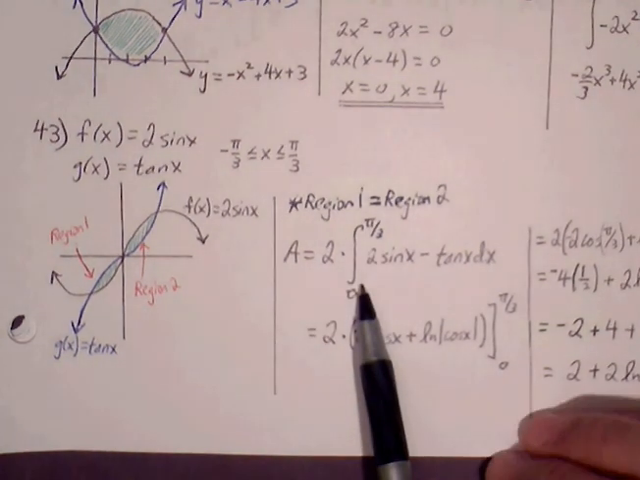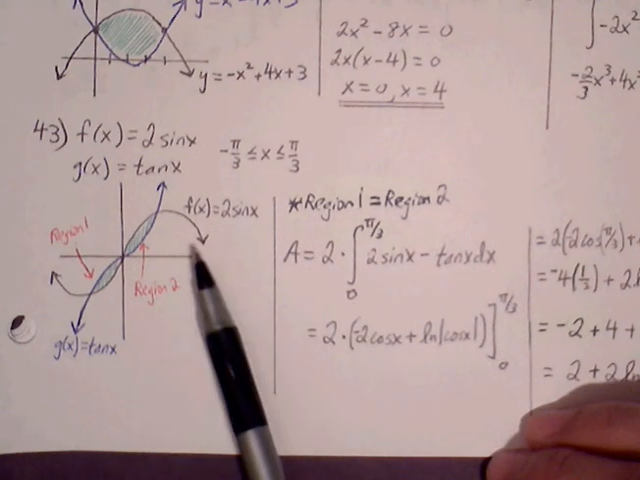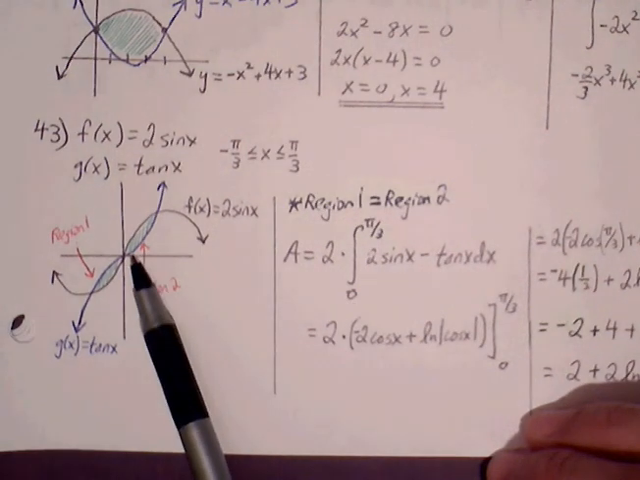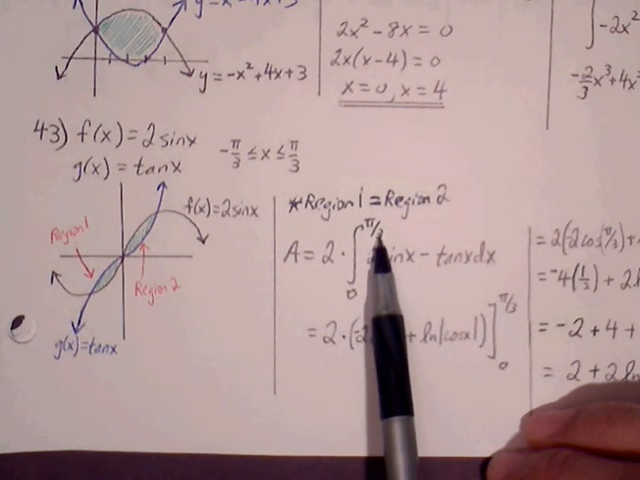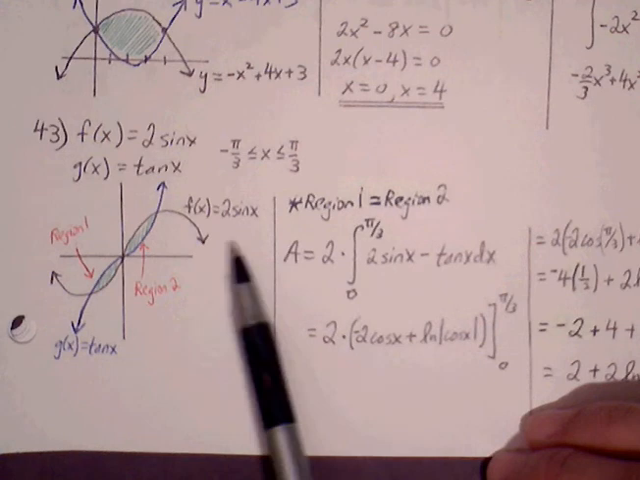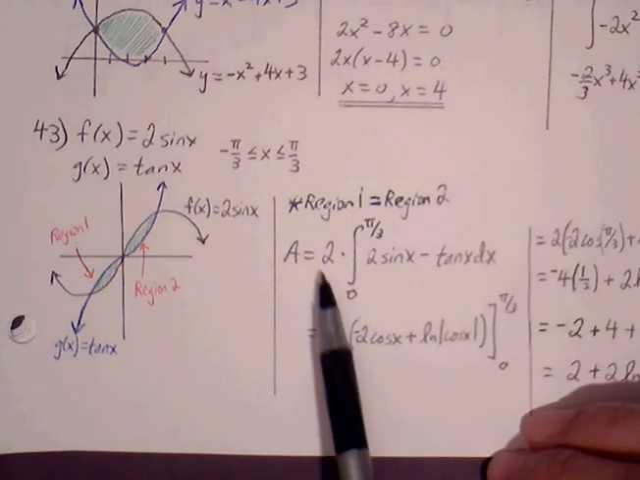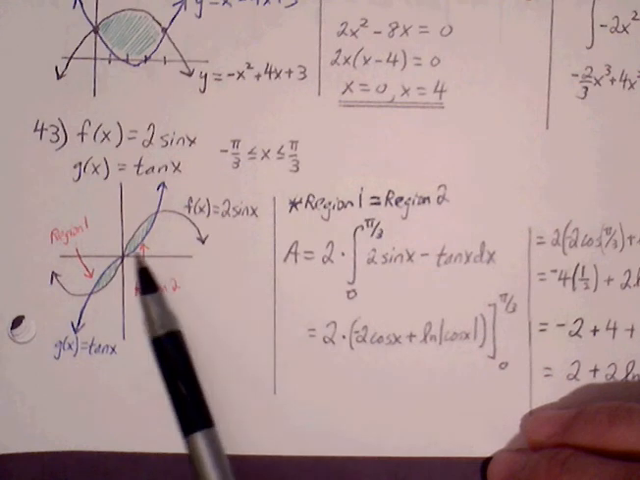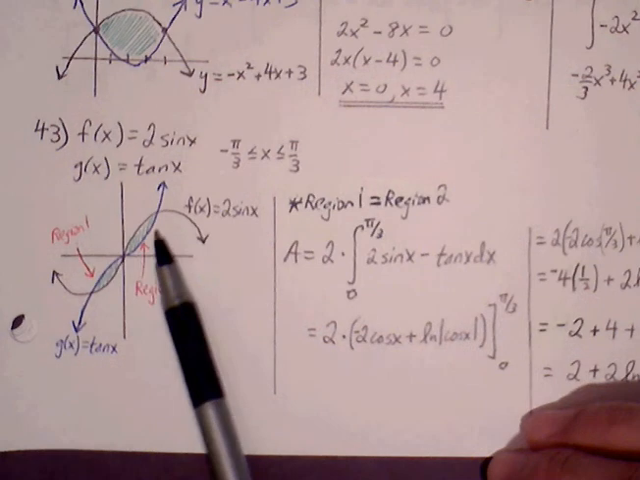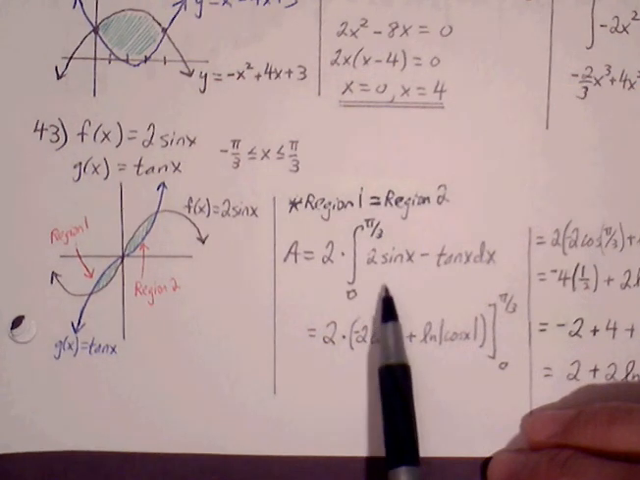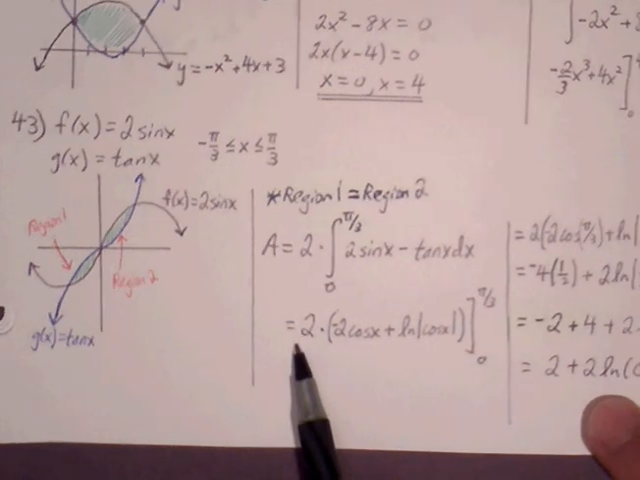So to set up my formula for region 1, it will be my left bound, or actually I can just do it from region 2 since I can deal with positive x values rather than negative. So I'm going to go from 0 to pi over 3, and my sine x is the top function in this interval here, minus my bottom function, which is tangent of x, and then multiply by 2. So and then I go through my integral rule.